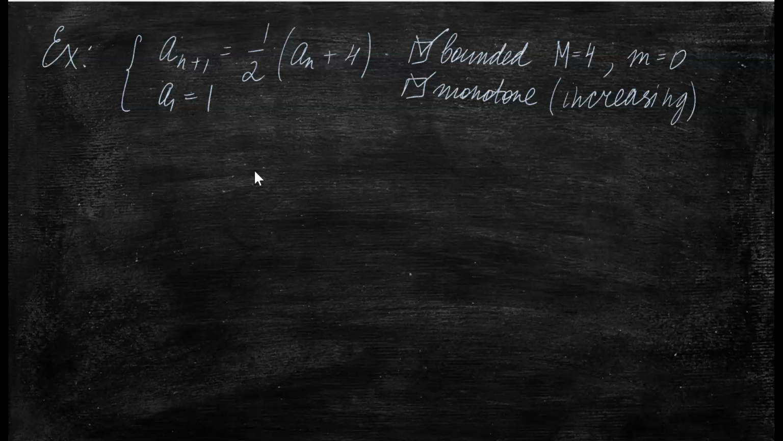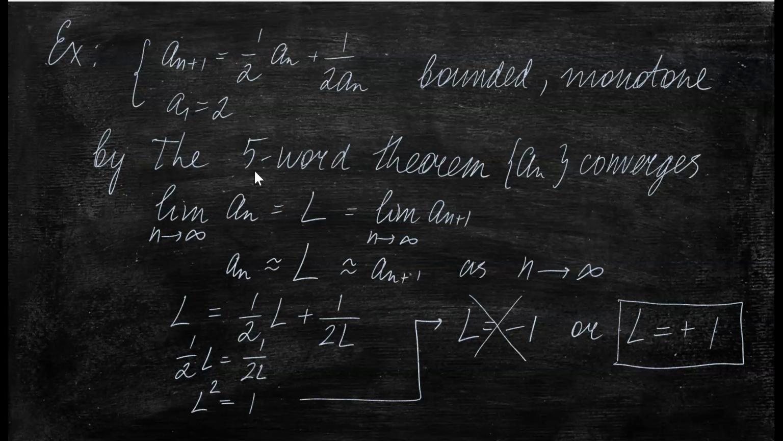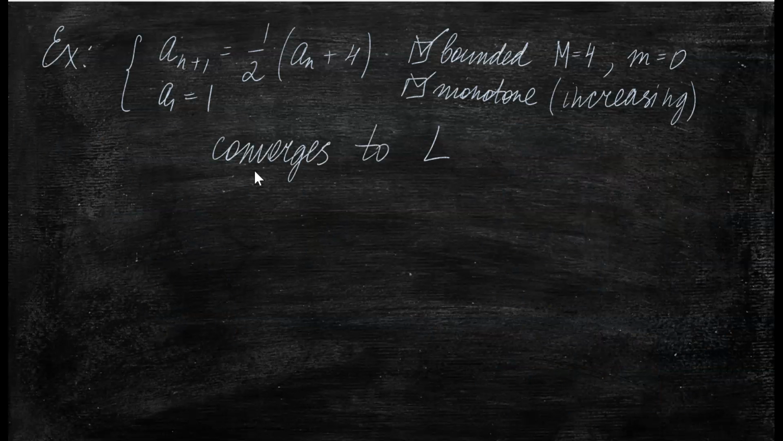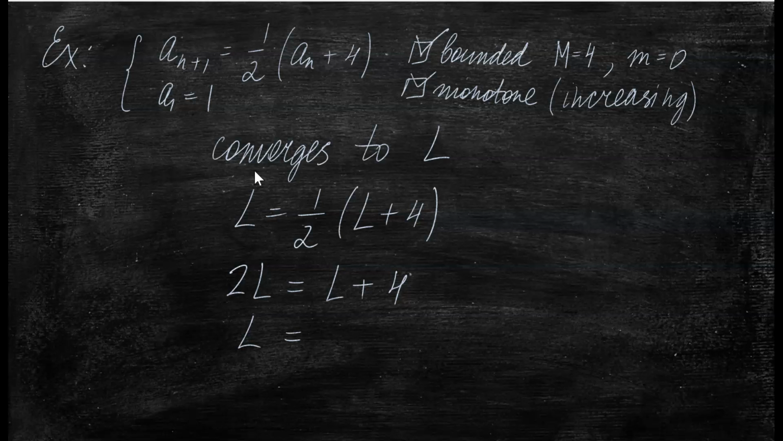To find its limit, we're going to use the same technique as earlier. We're going to just replace every term in the general, not the recursive formula, by L. So L is equal to 1/2 L plus 4. Let's solve it. 2L is equal to L plus 4. Subtract L from both sides. L is equal to 4. So we found the limit of the sequence given to us recursively.